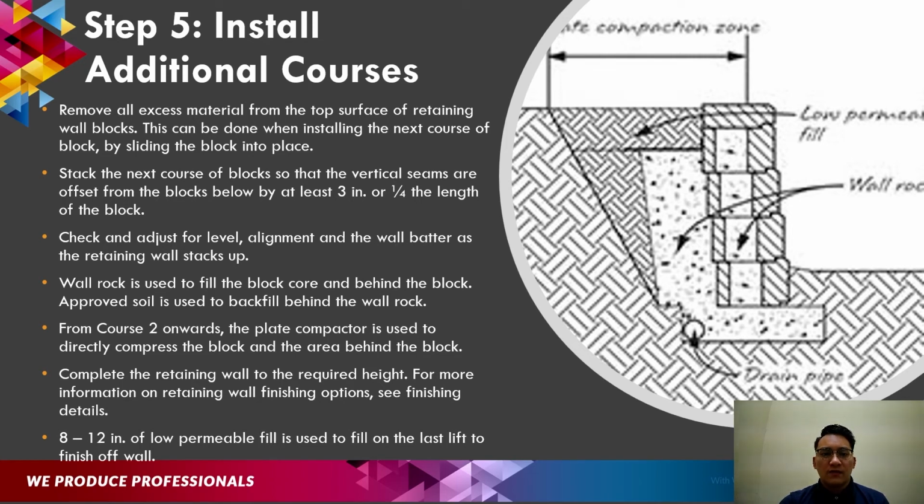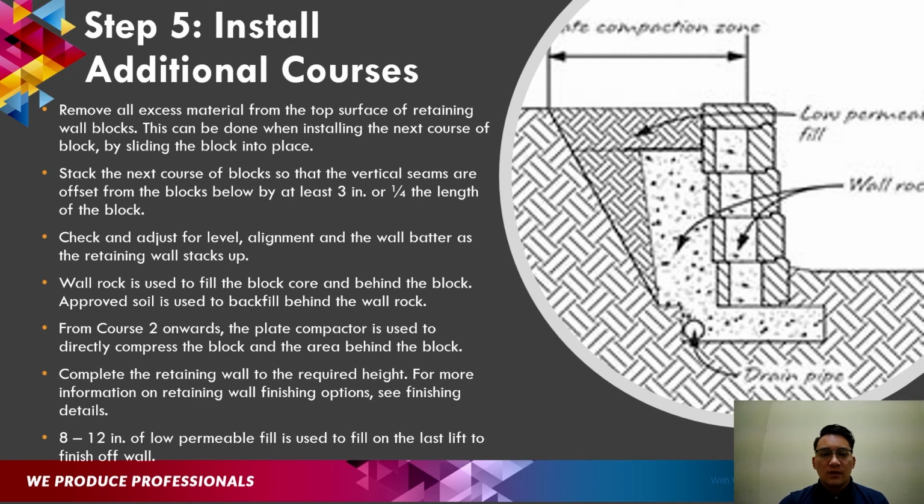Check and adjust for level, alignment, and the wall batter as the retaining wall stacks up. Next, wall rock is used to fill the block core and behind the block. Approved soil is used to backfill behind the wall rock. From course 2 onwards, the plate compactor is used to directly compress the block and the area behind the block, and complete the retaining wall to the required height.